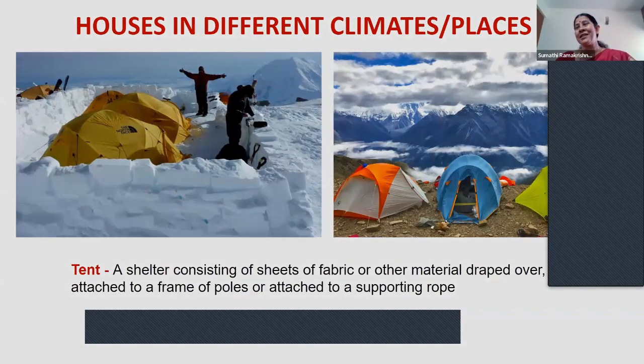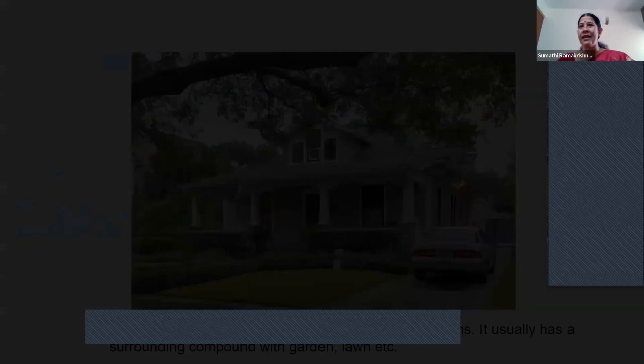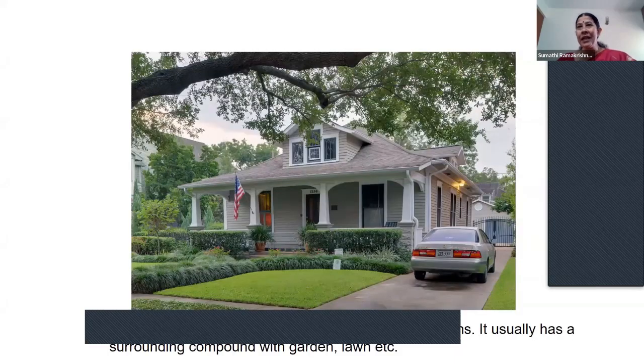Now, this is a bungalow. Normally, it has a compound wall. They have a garden. They have a big lawn. Yes. So this is called a bungalow, a very big house. This is the last type.